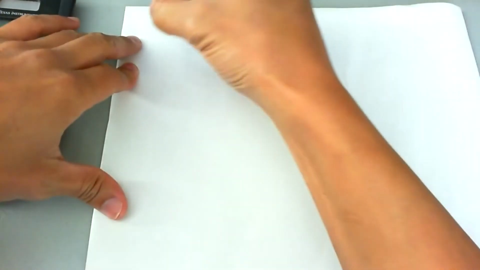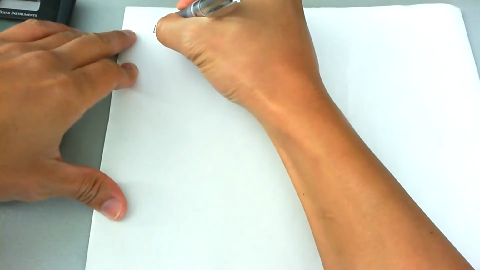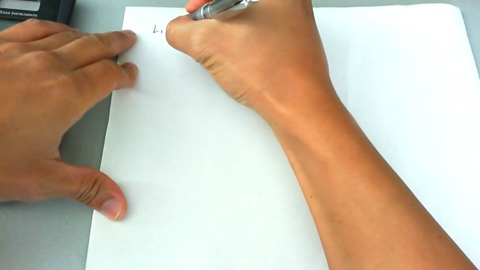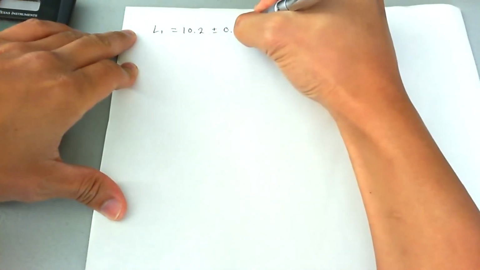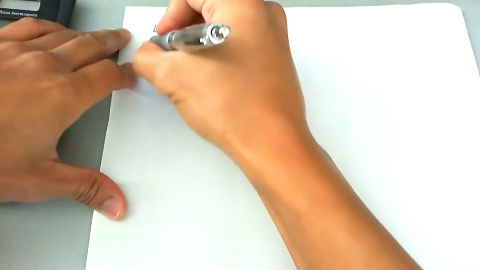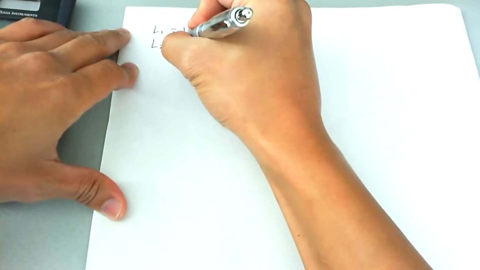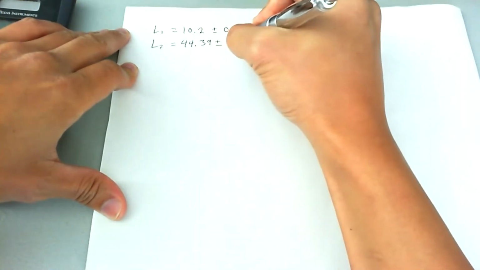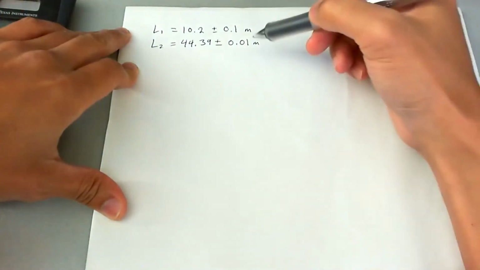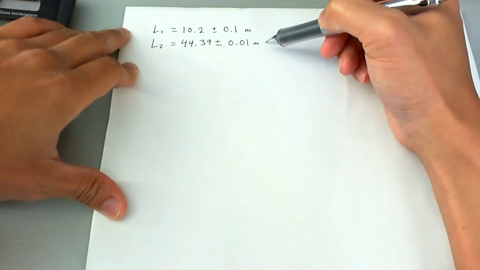This problem is a two-parter. Basically, this goes for all problems which want you to propagate uncertainties. So you're given the length of one steel piece, and that's going to be 10.2 plus or minus 0.1 meters. And you're given the length of the other steel piece, which is 44.39 plus or minus 0.01 meters. So this one was probably measured with a more accurate instrument.